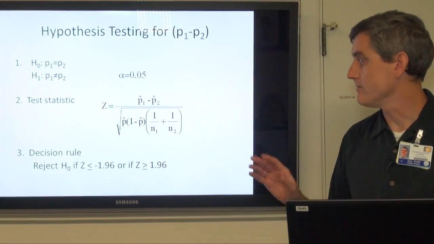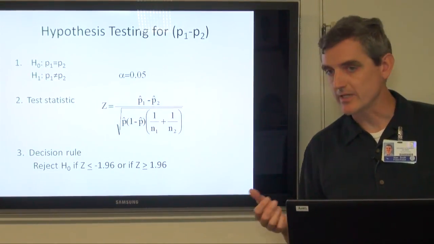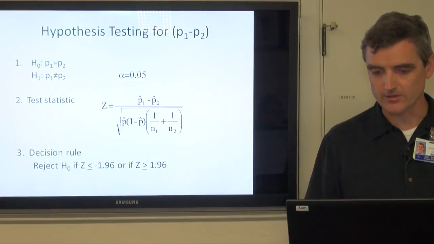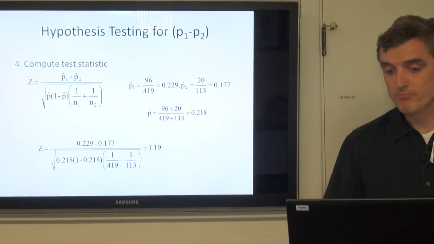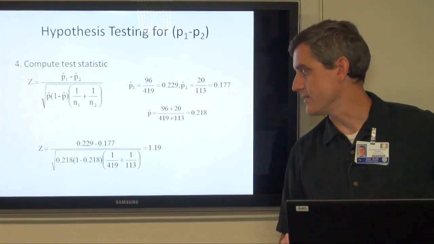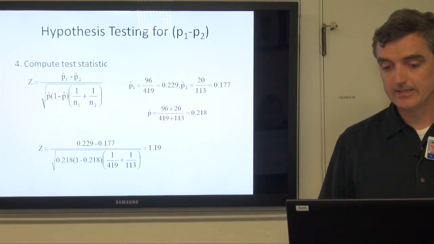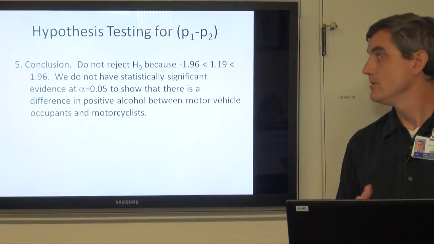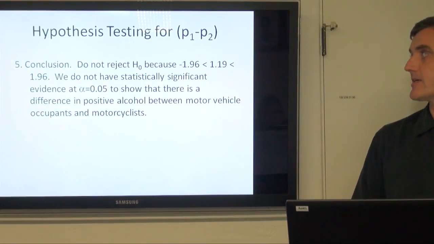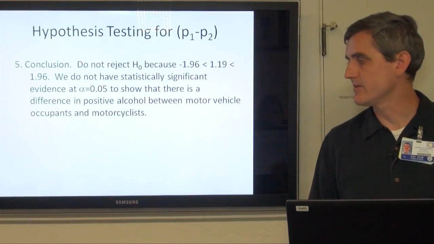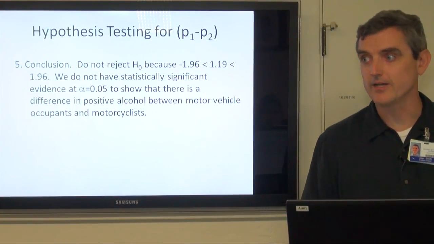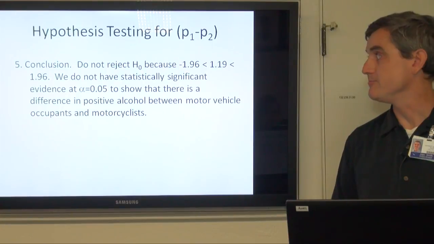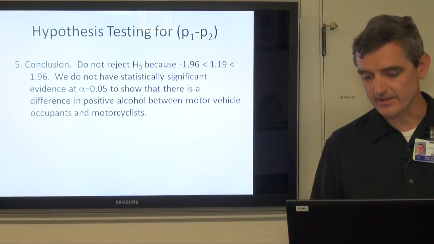For this example, again, we can use the z-value because we have a large enough sample size on this, and we calculate this out to 1.19 z-value. So again, we don't reject that null hypothesis, and we can say, okay, motorcyclists are just as likely to test positive for alcohol as motor vehicle occupants, accounting for that variability.